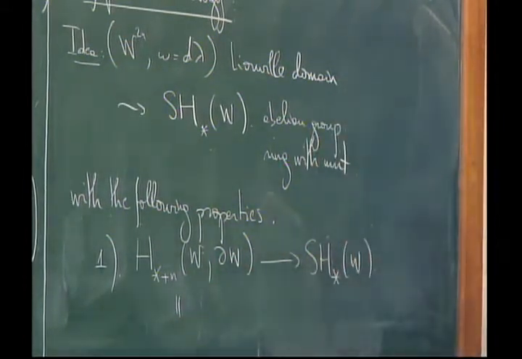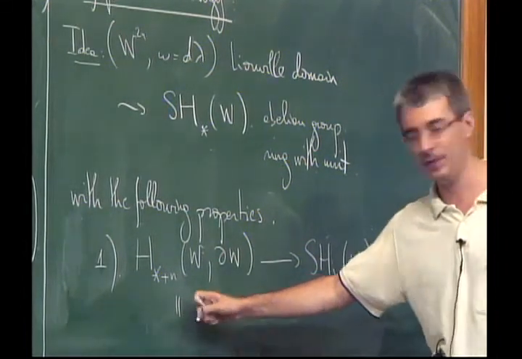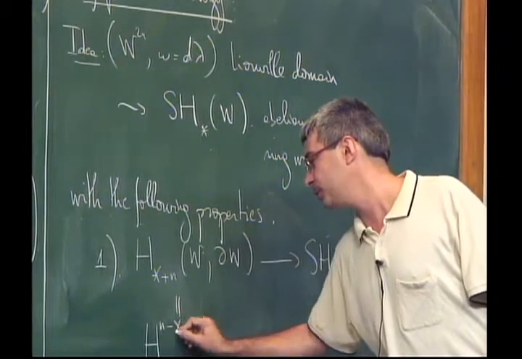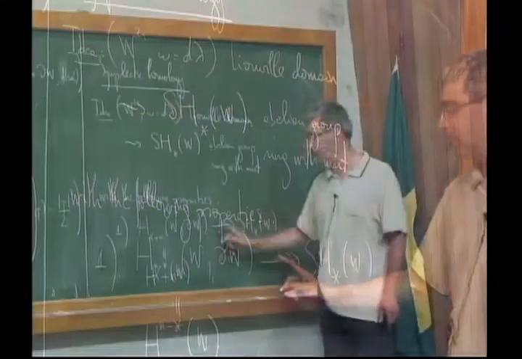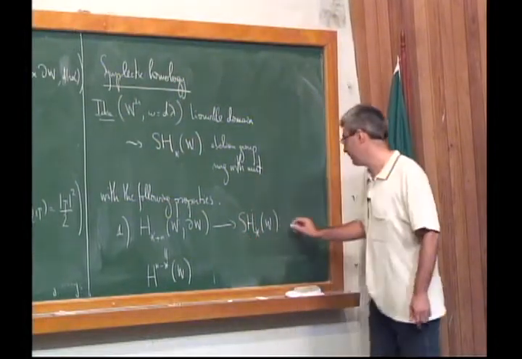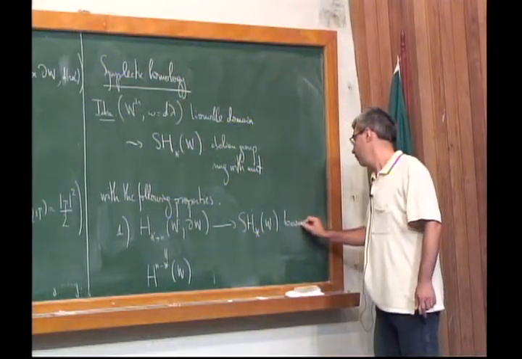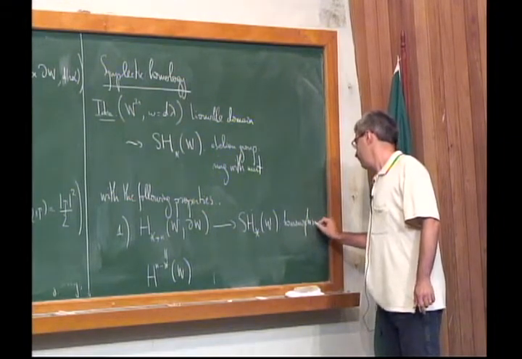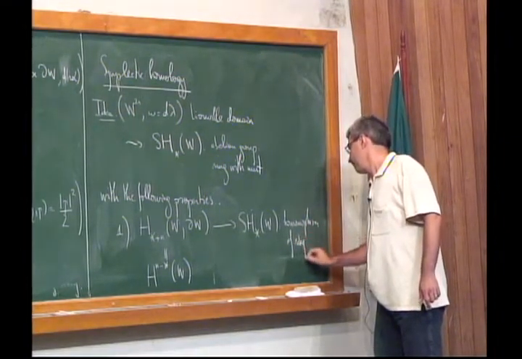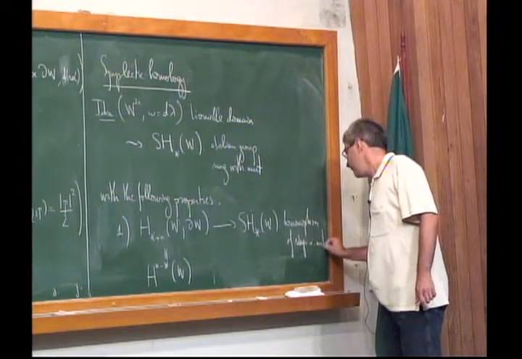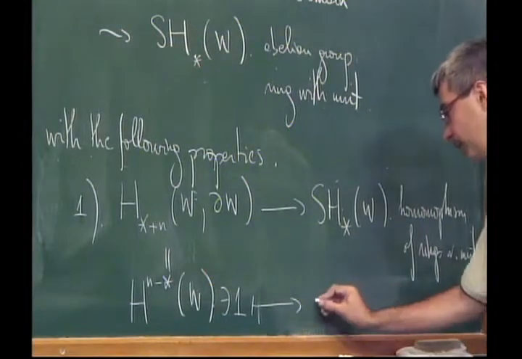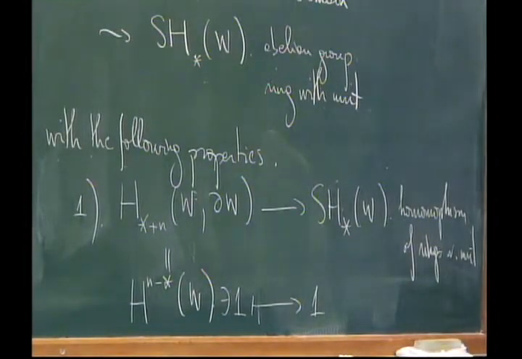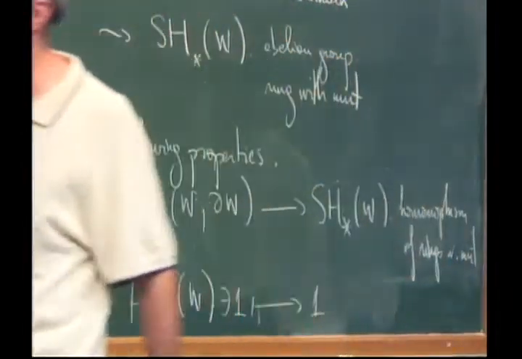And if you wanted to refer to the structure of ring with unit, it's actually much more convenient to view this part as being the cohomology of the manifold itself. And this is going to be a map of rings, yeah? Homomorphism of rings with unit, meaning that the unit here is going to be sent to the unit here. Okay? That's the first property.